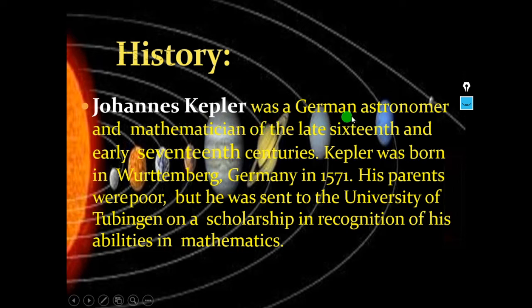Johannes Kepler was a German astronomer and mathematician of the late 16th and early 17th centuries. Kepler was born in Württemberg, Germany in 1571. His parents were poor, but he was sent to the University of Tübingen on a scholarship in recognition of his abilities in mathematics. This is the background story of his life. Because his ability in mathematics was so remarkable, he was sent to the University of Tübingen.